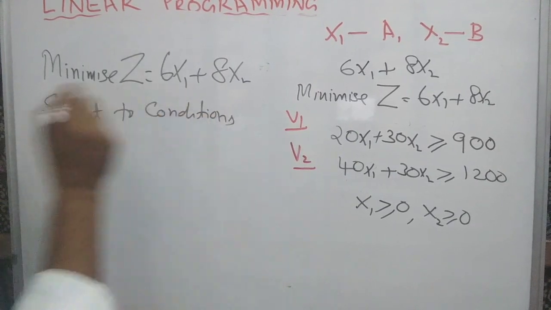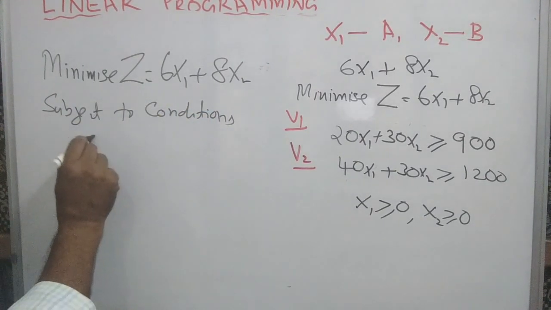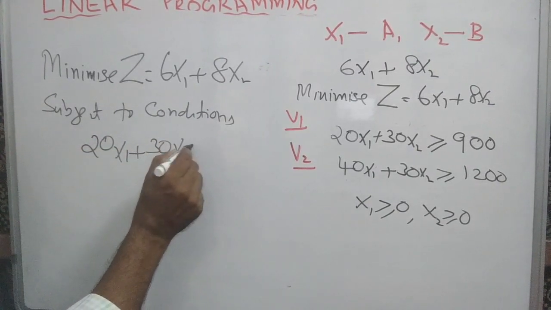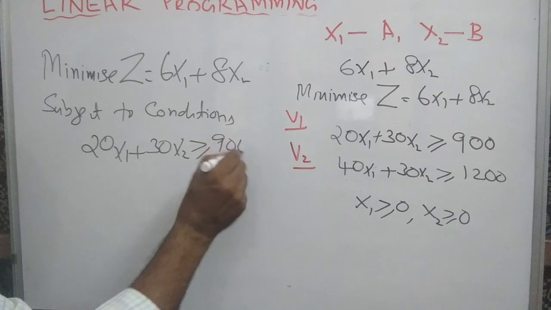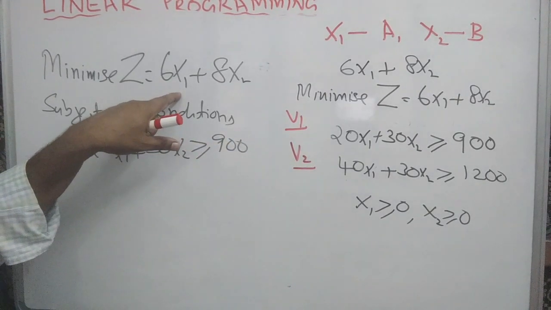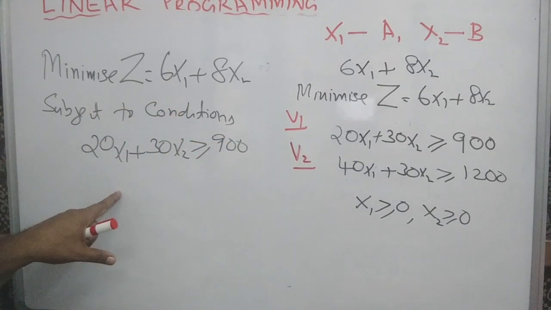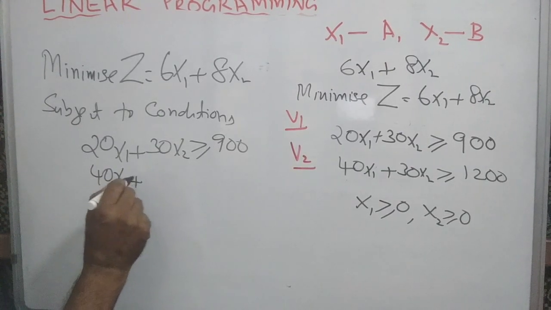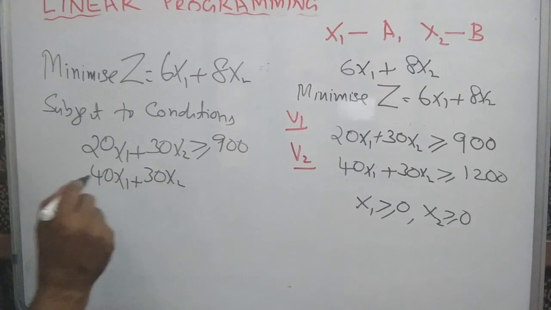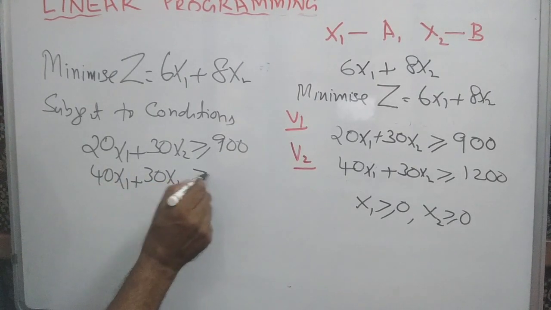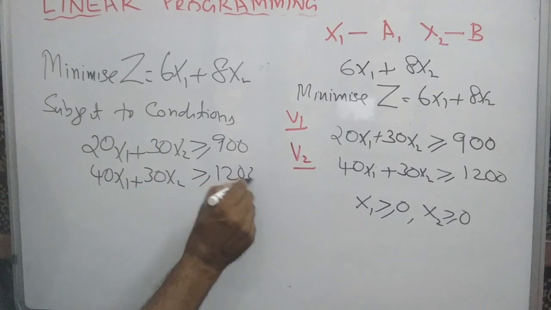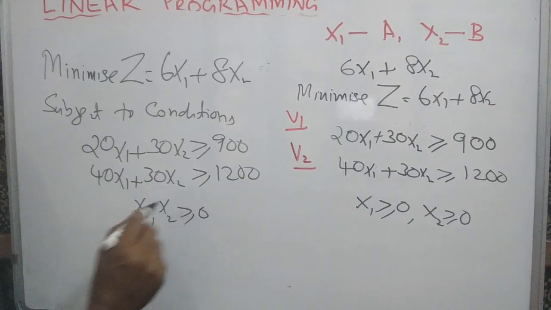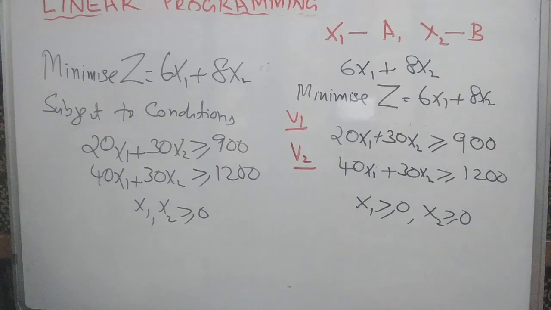Subject to conditions or such that. We use both terminology. Subject to the condition or such that 20x1 plus 30x2 greater than or equal to 900. This is in so many rupees. This is in so many units of vitamin B1. And this is 40x1 plus 30x2, so many units of vitamin B2, which is never less than 1200. And x1, x2 greater than or equal to 0. This is the formulation of a linear programming problem.